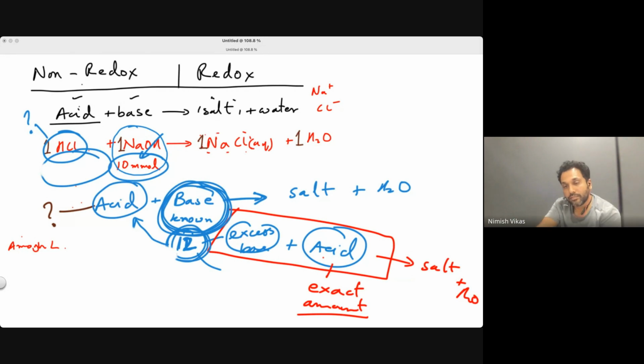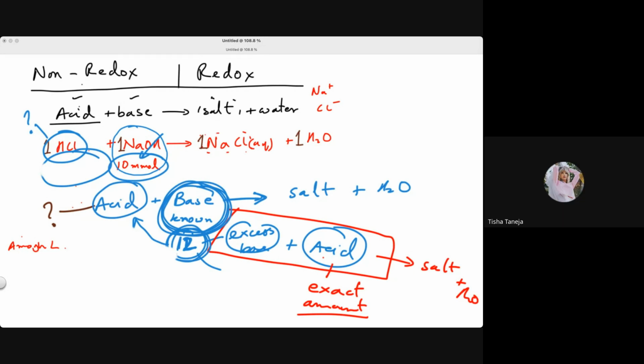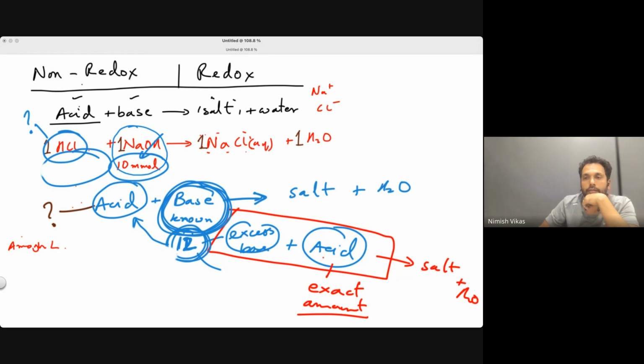Okay, Tisha. We know the amount of acid, so we can write the balanced reaction for that, and we'll find out the excess base that has reacted over there. Then we subtract that from the original amount, and we find out how much base took part in the first reaction. So then we can find the answer. Yeah, absolutely right. So I hope you got the idea, people.